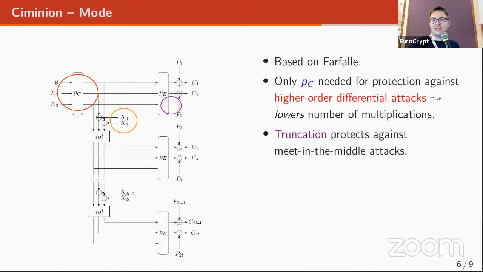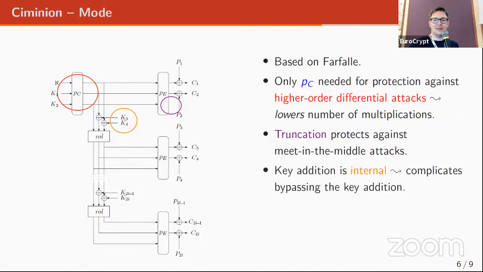Then in the purple here, you see that we have truncated the output. So the reason for doing this is to protect against certain meet in the middle style attacks. And then here in yellow or orange, however you interpret it, is the key addition, which is internal to the mode. So the reason for this is that if it had been at the end, then you could have looked at input differences and cancel out the key addition in that way and set up systems of equations. And by moving it inside, this is complicated.